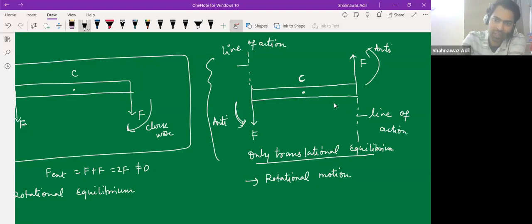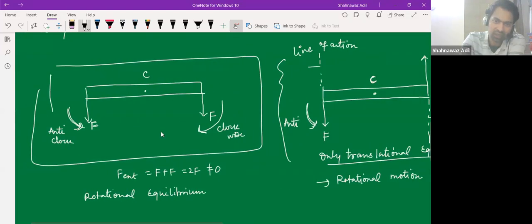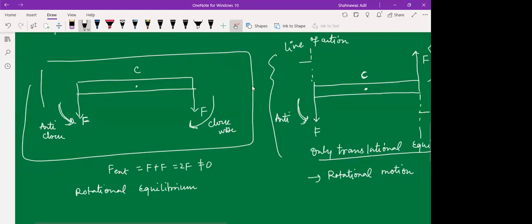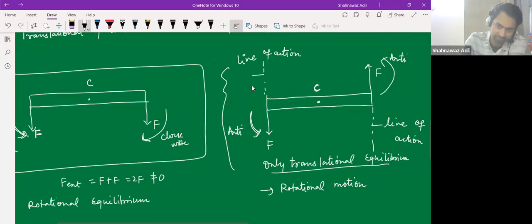So you guys please note down this part, right? And this part you have already noted down. Please note down this part and then note down the summary.